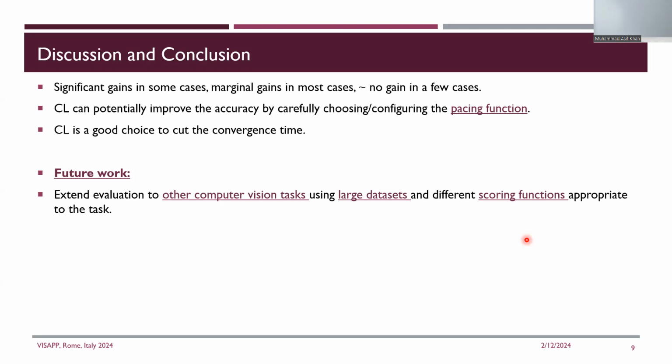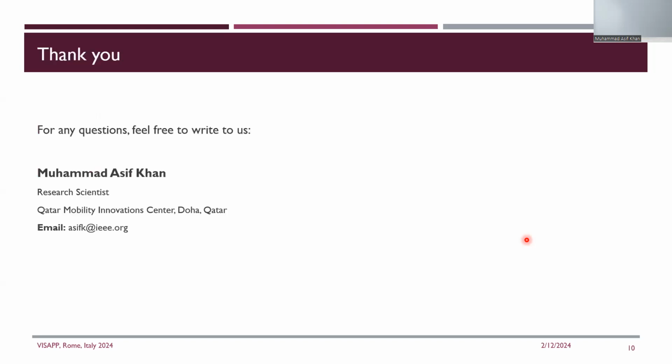However, we are pretty sure that curriculum learning is a very good choice to cut the convergence time in most applications. As a future work, we aim to extend these evaluations to other computer vision tasks using larger data sets and different scoring functions that are appropriate to the task being done.